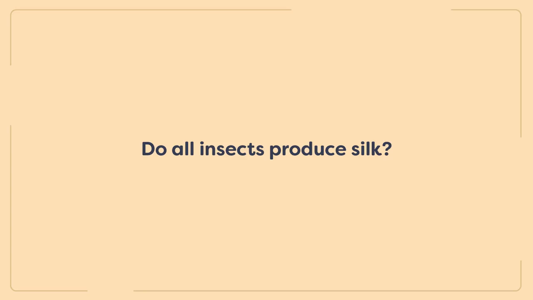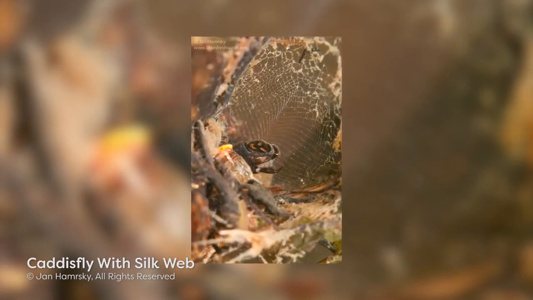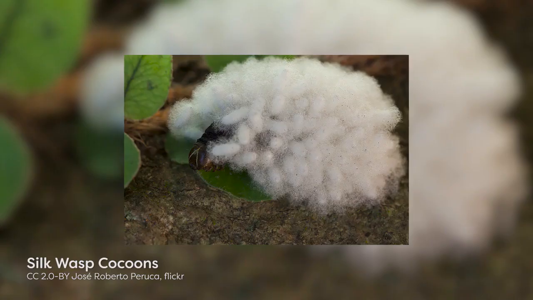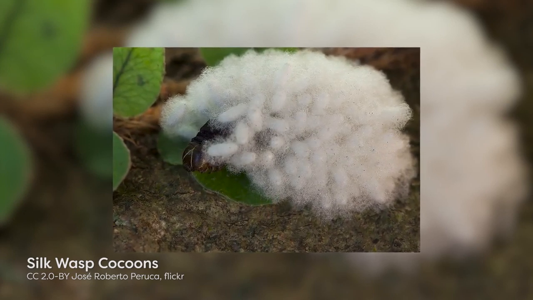So not all insects produce silk, but there are many orders of insects that do. Some examples would be caddisflies, so trichopterans or neuropterans, which produce silk as part of their egg stalks. There are also a lot of wasps that produce silk, and other orders as well.